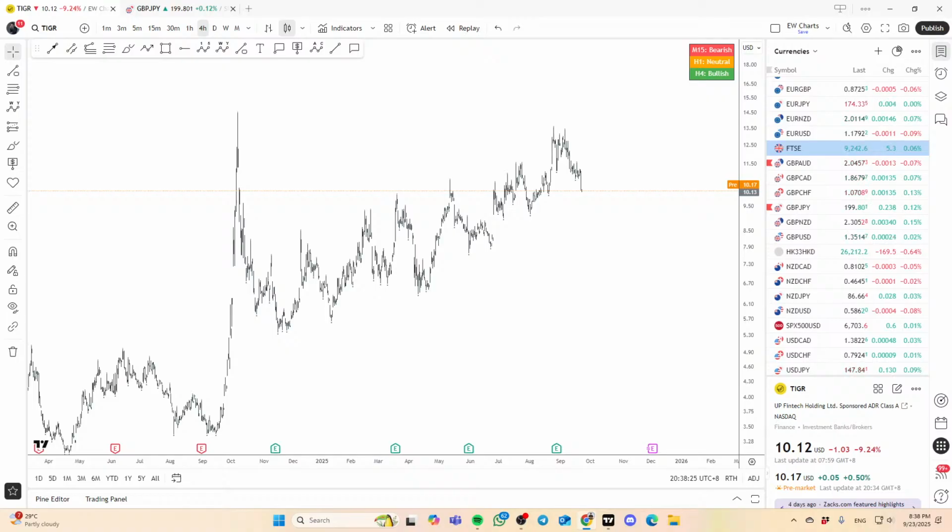Any other questions or any other instruments that you guys have? All good?